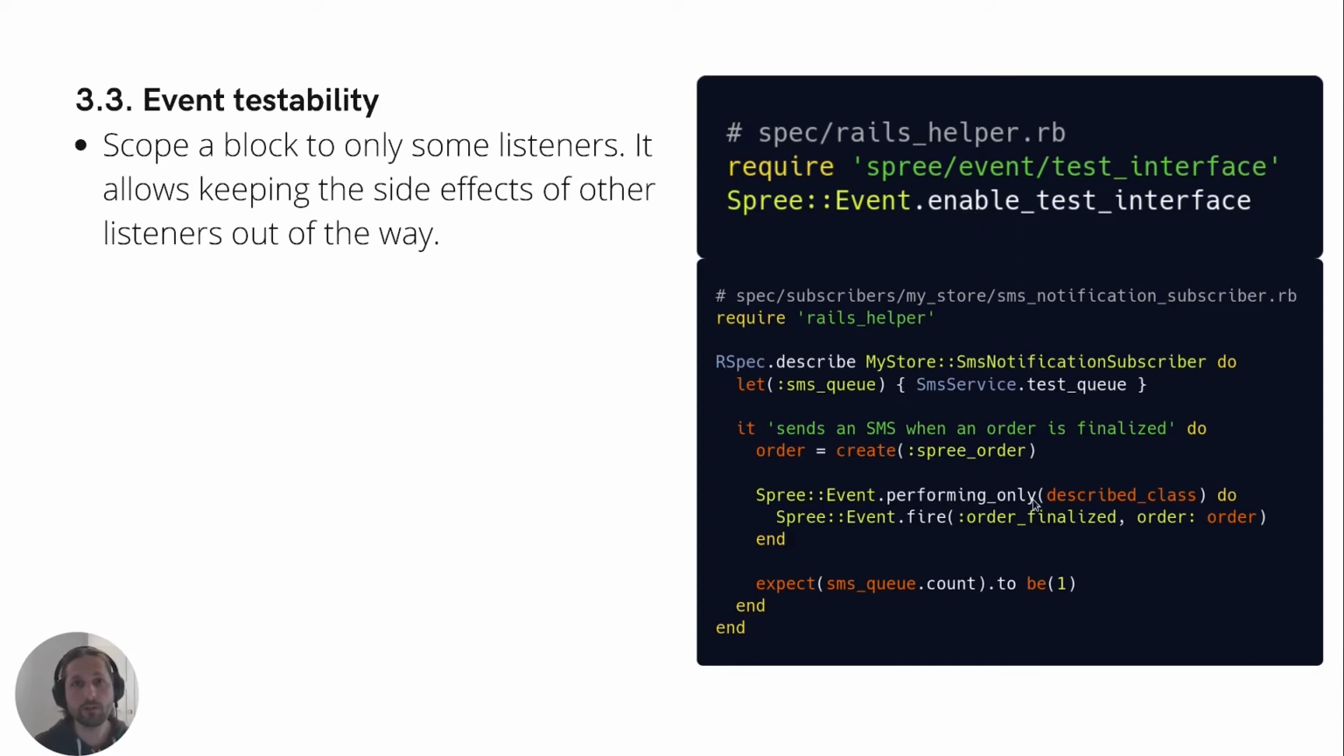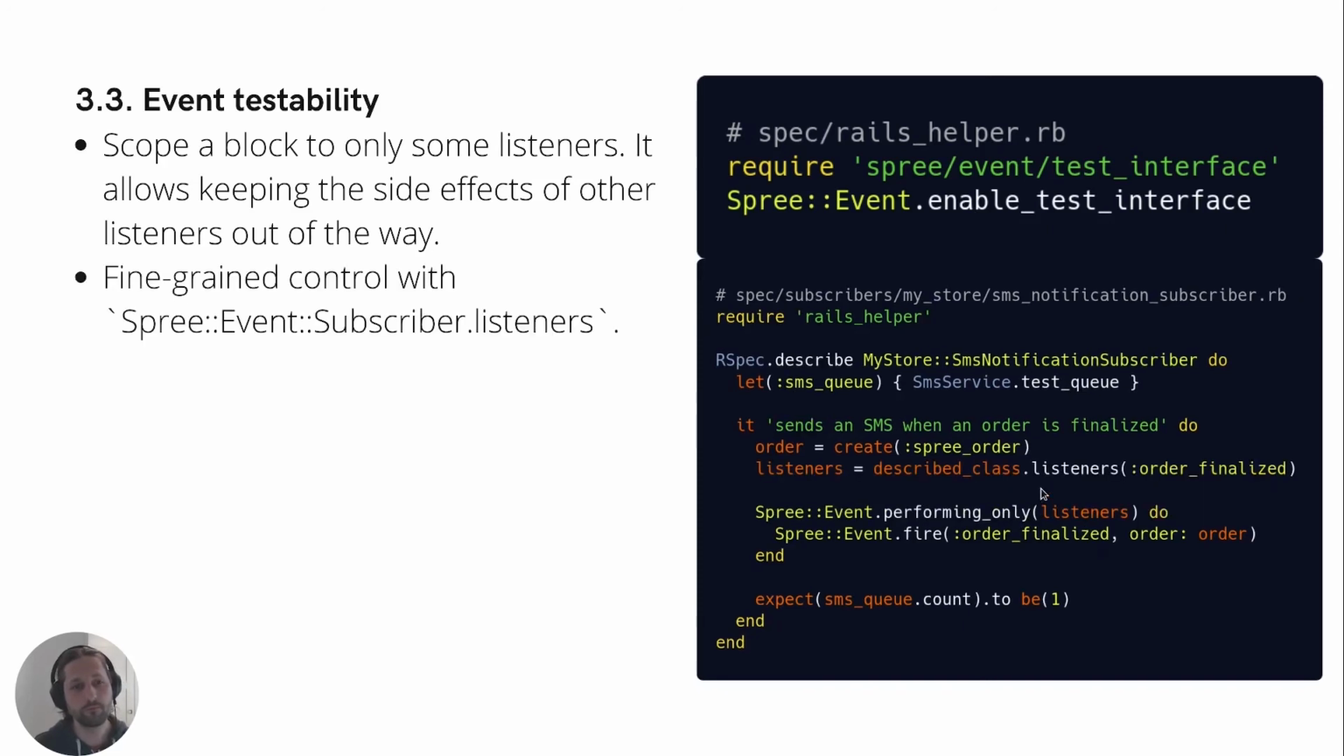Performing only can take a subscriber module to listen to all the events that the module subscribes to. A more fine-grained control can be achieved by calling the listeners method on the module. Lastly, performing only can also take the returned listeners of a block subscription. Not shown here, but a specialized method called performing nothing also exists, which allows us to completely silence the event bus.